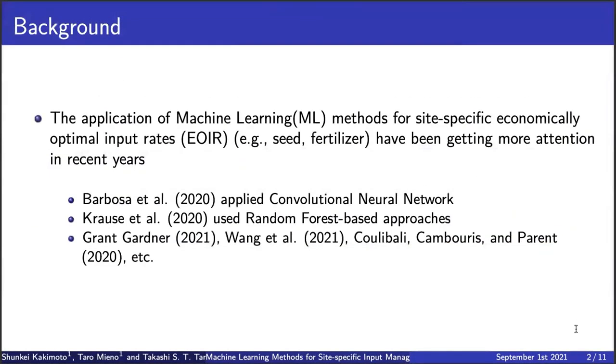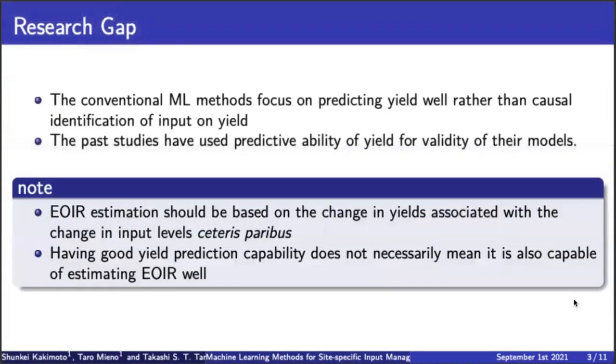The application of machine learning methods for site-specific economically optimal input rates, called EOIR, has been getting more attention in recent years. For example, Barbosa 2020 applied convolutional neural network methods and Krauss 2020 used random forest-based approaches. The conventional machine learning methods focus on the accuracy of yield prediction, and past studies rely on the model's predictive power of yield for a variety of their models.